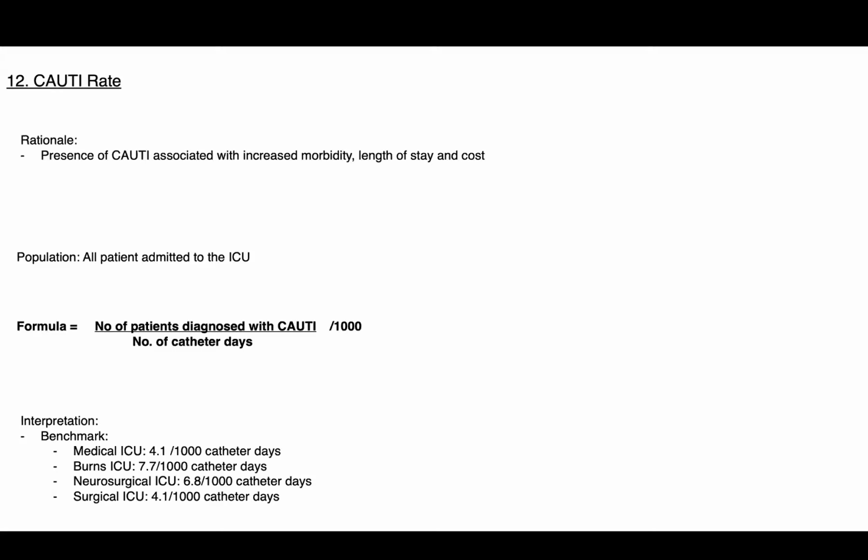But when they ask benchmark, please don't give a reference range. Please mention a single number. So infections increase with tubes and time. So more number of tubes, more the risk, and more the duration of the tubes, more the risk.